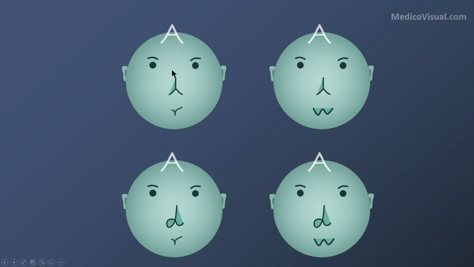What is this? AYR. This is AYW, this is ADR, and this is ADW. In this way, we have 4 serological subtypes. Now, what is the significance of serological subtypes?